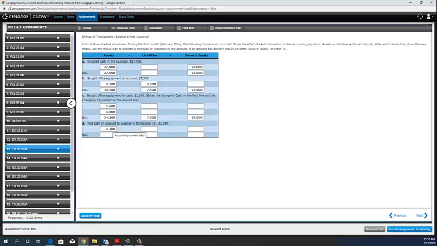Okay, so cash goes down and our liability is also affected. So if we owed $7,500, we paid on account $2,300, then our liability is also going down.